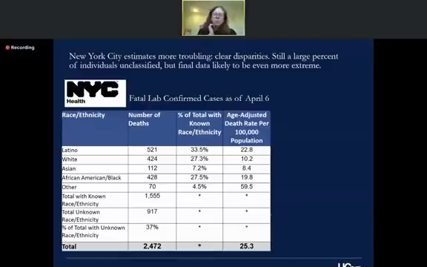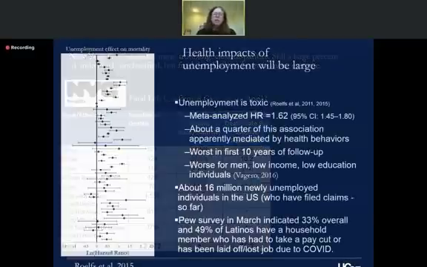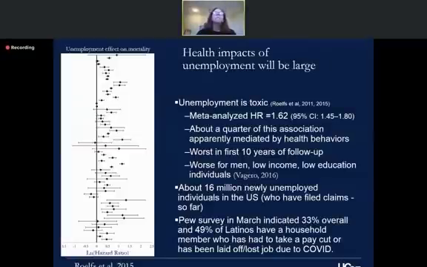Next slide. I want to move next to thinking about the indirect effects of COVID-19, because I think that these ultimately will be huge. Unemployment is toxic. On the left here, you see a forest plot of a meta-analysis of the effects of unemployment on all-cause mortality. And across all those studies, the meta-analyzed hazard ratio suggested that having a history of being unemployed increased mortality by about 62% over the subsequent 10 years.